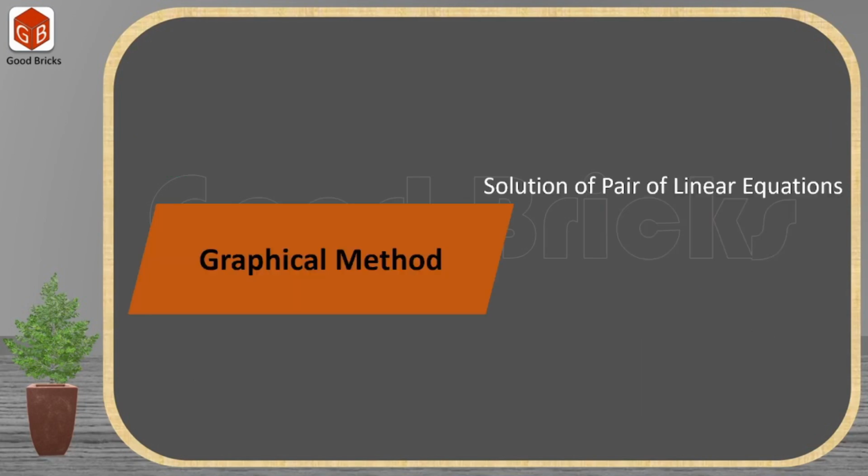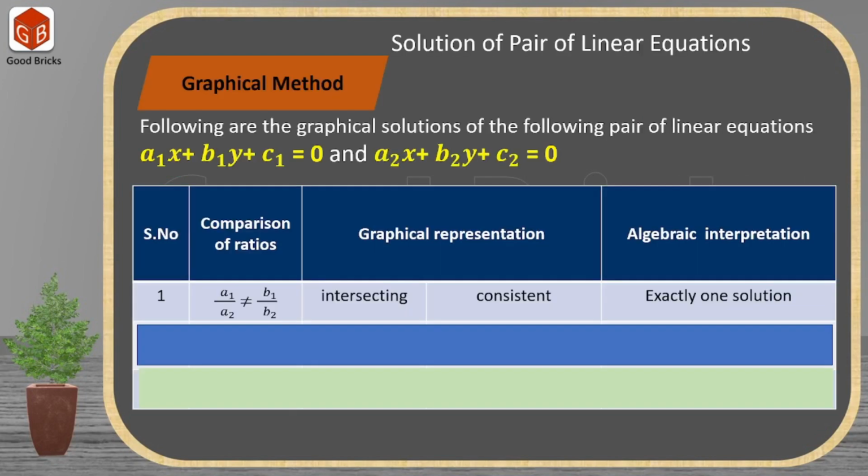Let us now discuss one more important and key concept. What is that? Graphical method. In this method, by comparing coefficients of the given two linear equations, we can confirm whether the two lines are intersecting, coinciding, or parallel. This is how we can confirm.